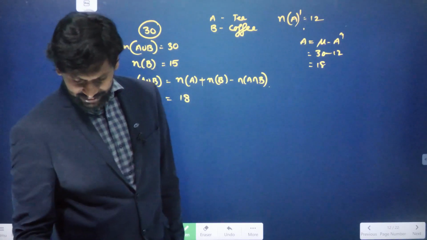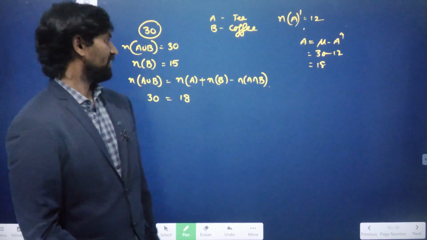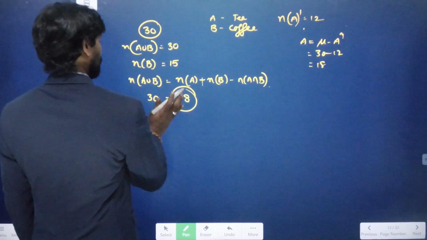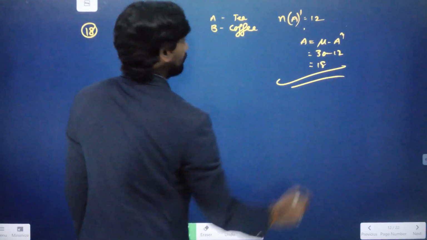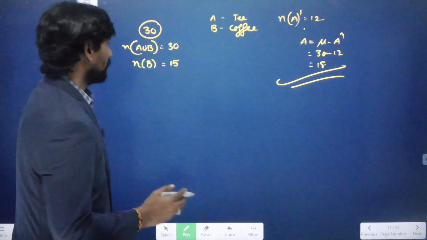So your answer can be 18 directly. Directly you can write it 18. We don't need any formula here. So this formula is enough. 18. Okay now? So let us move on to the next problem.